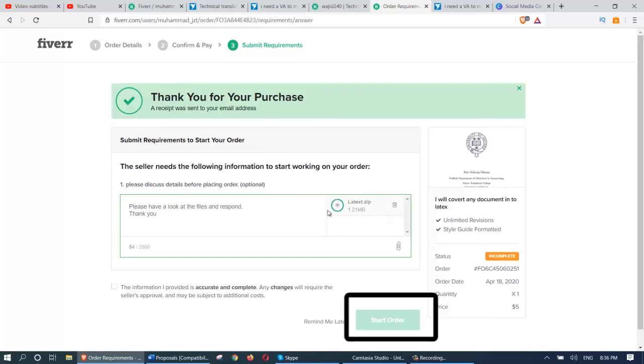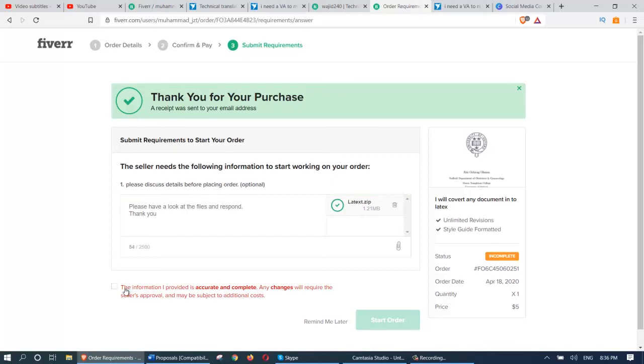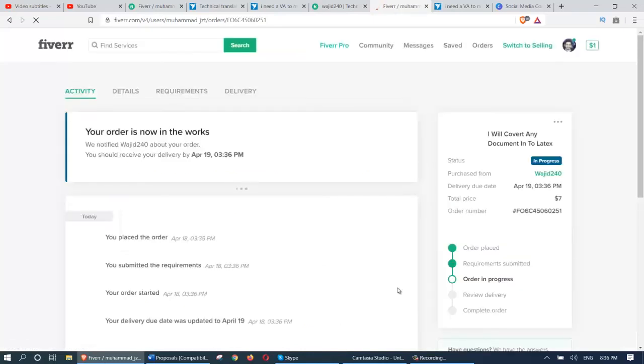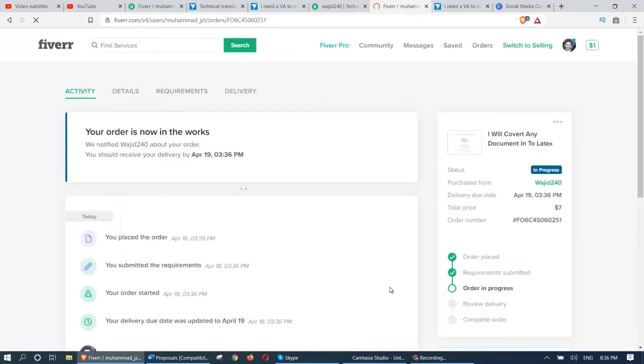So after completing that, yes, this is highlighted. Now I have to start the order. Okay, just click this and start order. So my order has been placed. Now it's time for the freelancer whom I'm going to hire to have any further ambiguity or any questions regarding this project, he would be asking, else the time would be started.